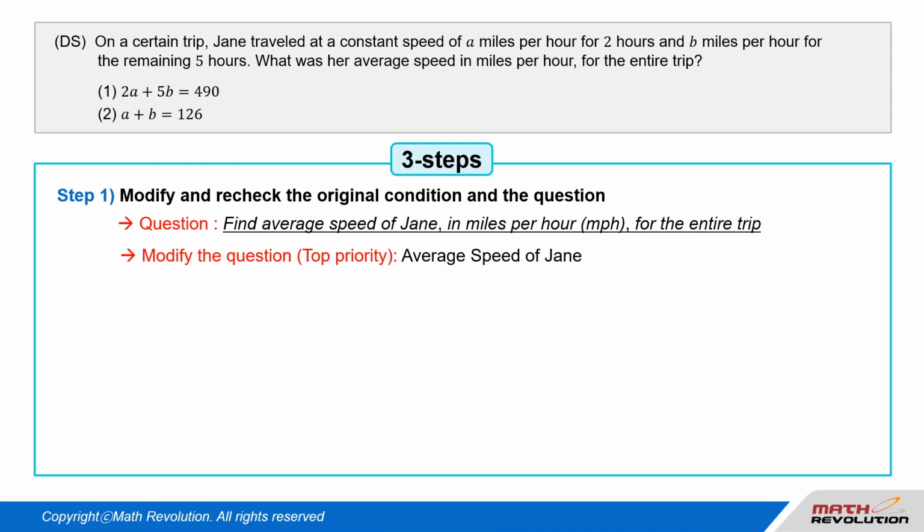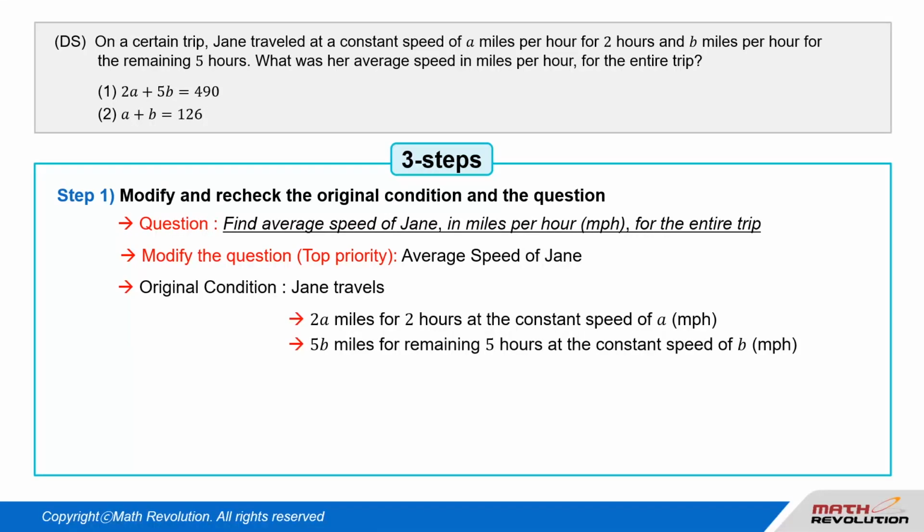Now, we have learned that in 30% of the cases, we can find the solution by merely modifying and rearranging the original condition and the question, and, therefore, this should always be the first step when using the variable approach. The original condition and the question tells us that Jane travels 2 times A miles for 2 hours at the constant speed of A miles per hour, and 5 times B miles for the remaining 5 hours at the constant speed of B miles per hour.